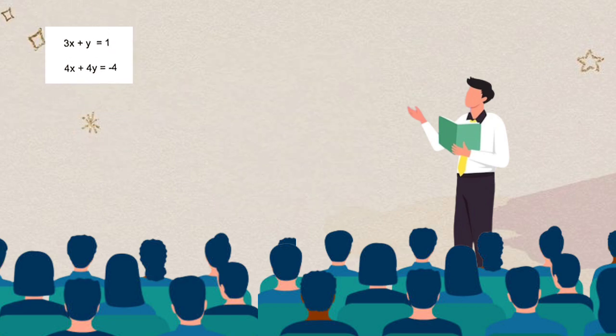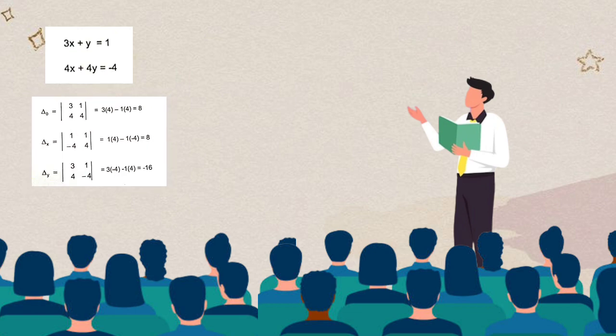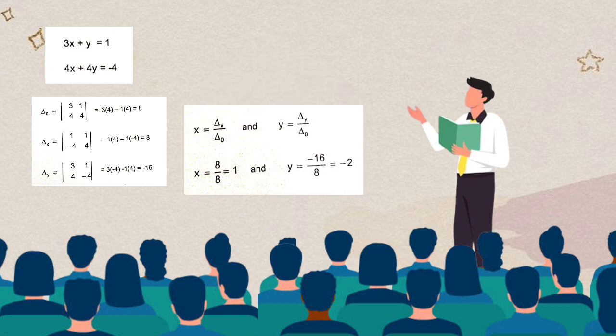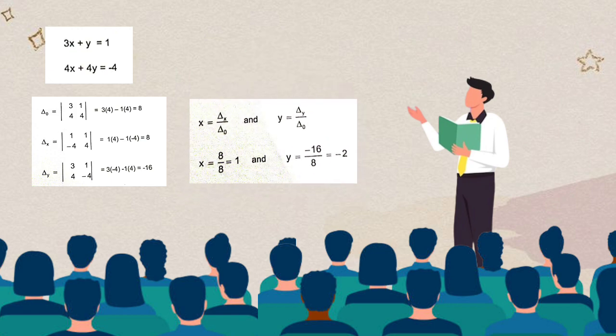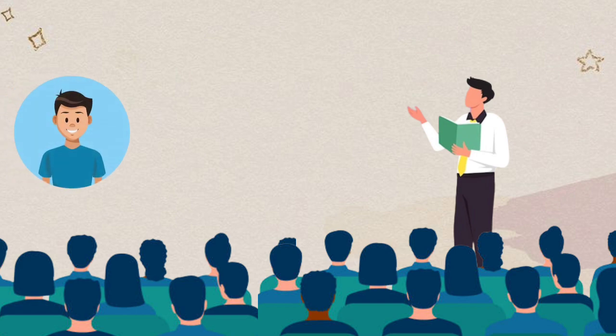Let's solve the linear equation using Cramer's rule. First, determine the equation by using the determinant. Replace the values by using the Cramer's rule formula. Thanks, Luke. Now let's see the real-life application question presented by Mukhlis.